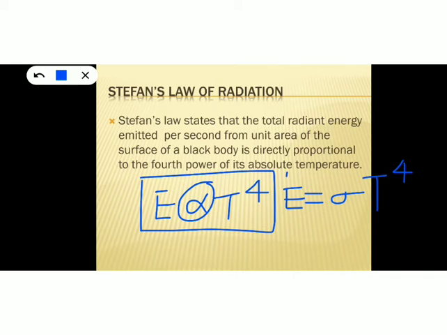So sigma is the proportionality constant here, then the expression becomes E equal to sigma T raised to 4. So this is Stefan's law. The total radiant energy emitted per second from unit area of a surface of a black body is directly proportional to the fourth power of absolute temperature.